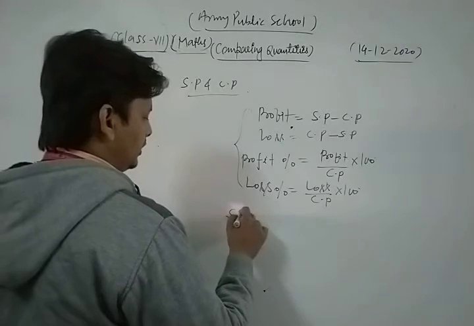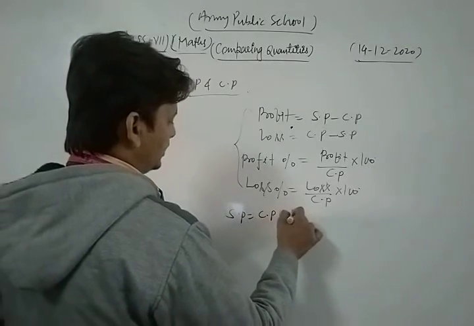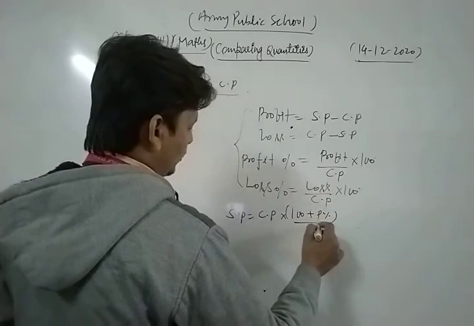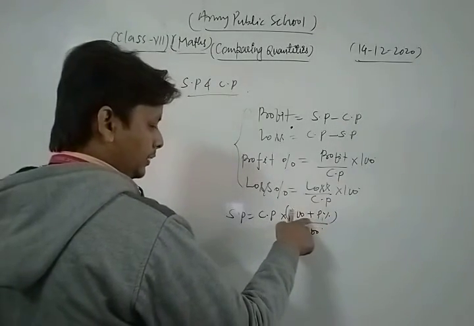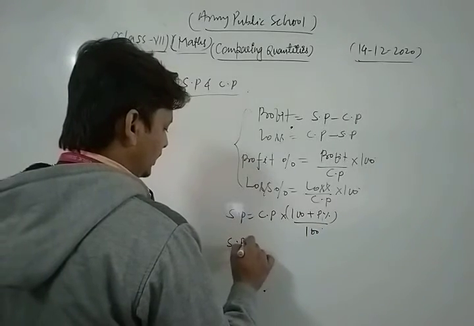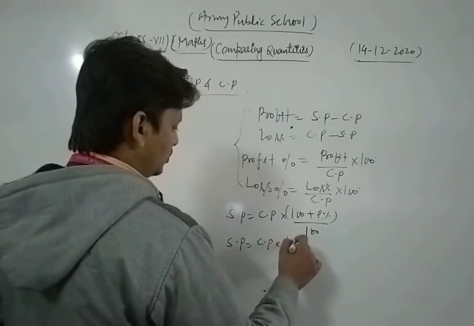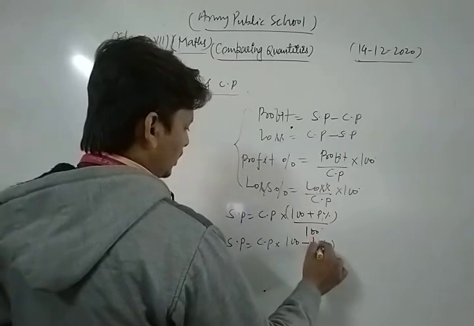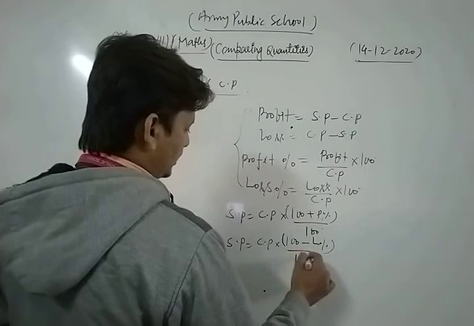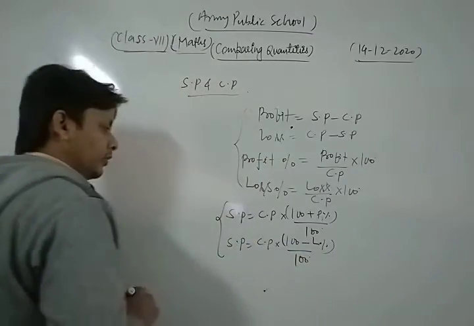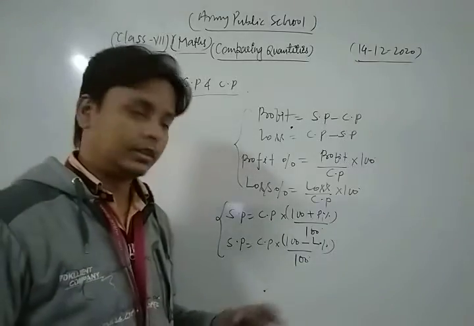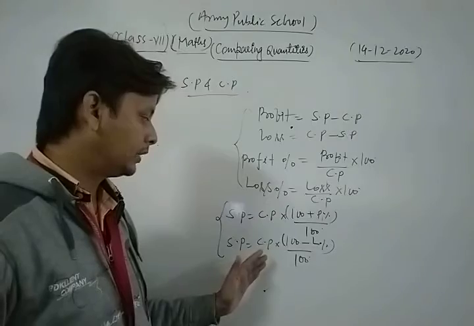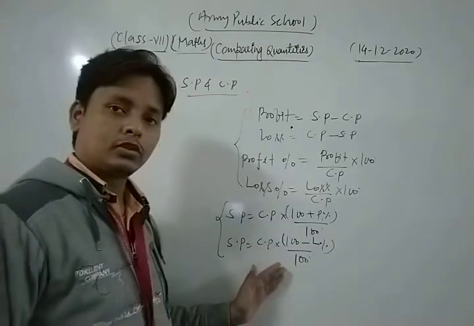Now two more very important formulas related to that topic. First, selling price is equal to cost price into 100 plus profit percent upon 100. When profit percent is given, apply the plus sign. Another formula of selling price is cost price into 100 minus loss percent upon 100. This is another formula related to that topic. So in this way, first of all you revise all the questions and learn all the formulas related to profit and loss.